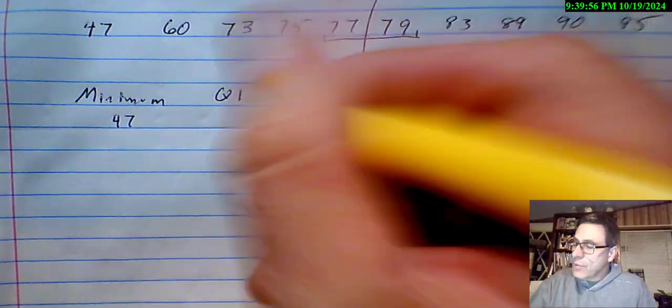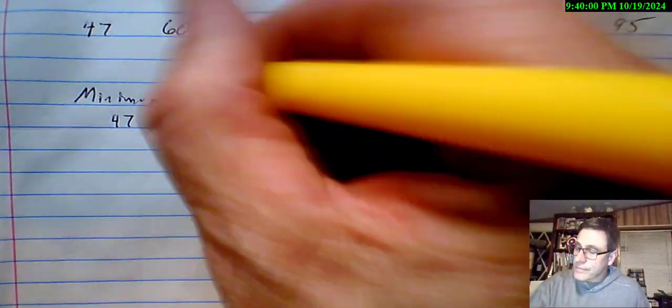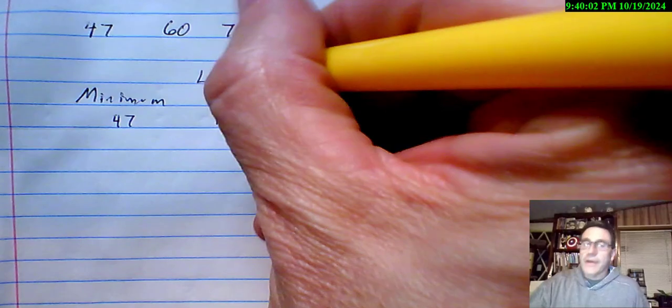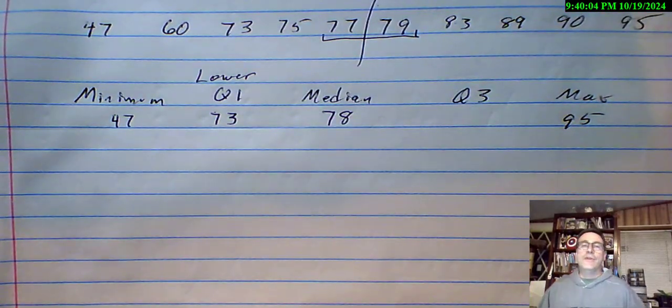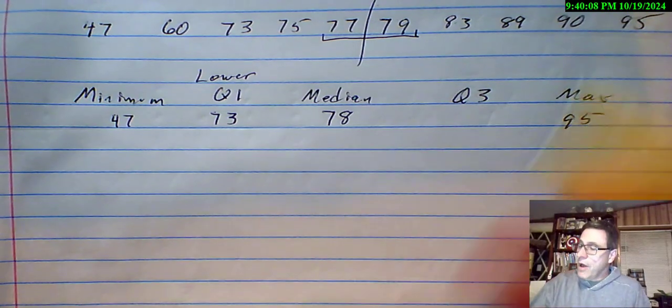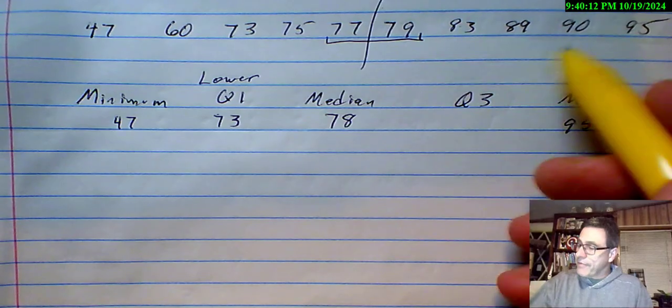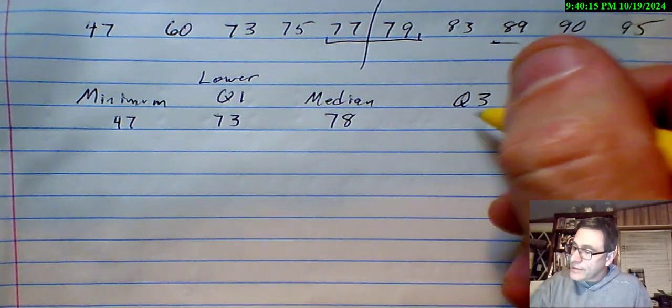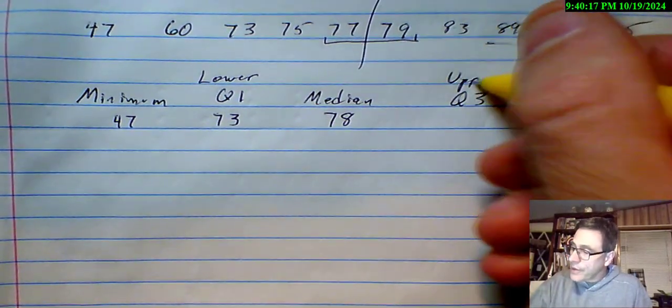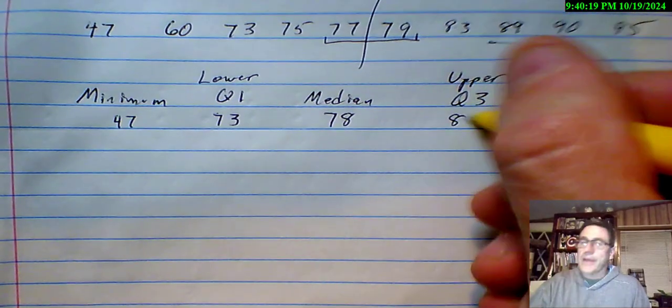So the first quartile, also called the lower quartile, is 73. So that's the median for the lower half of the points. Right? Then the median for the upper half of the points is what we call the third quartile. So if I look at these 5, the middle number is 89. So that's the third quartile, the upper quartile, and I get an 89.